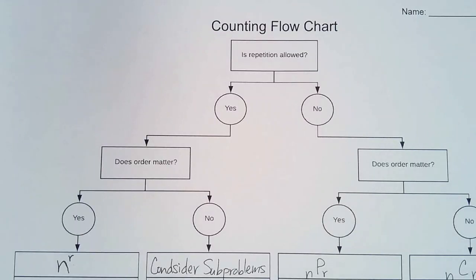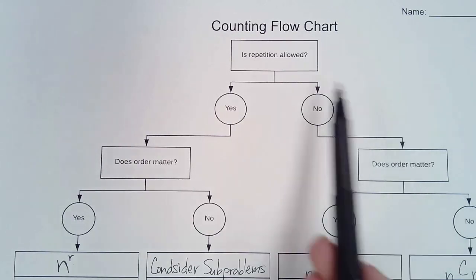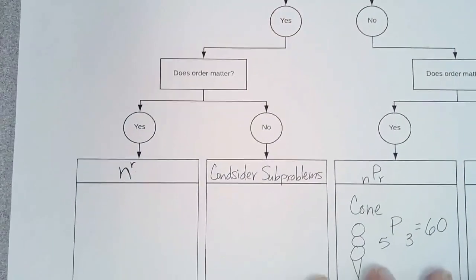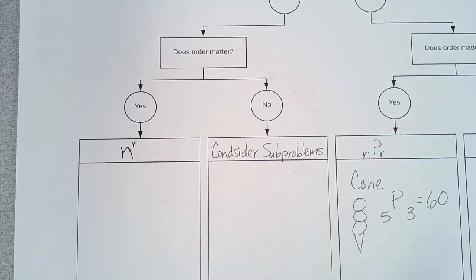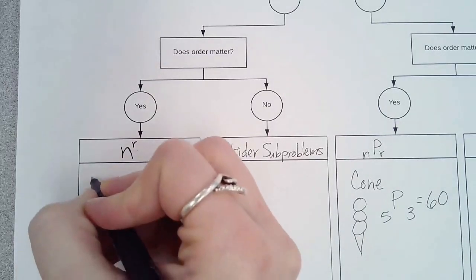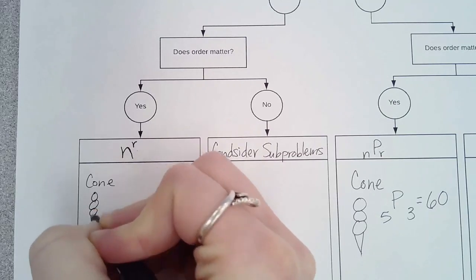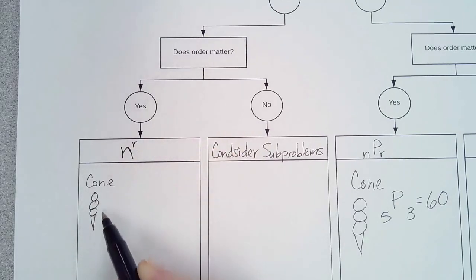All right, let's look now at repetition is allowed. We don't know whether we're going to repeat or not, but we might. And so if we look at that and then look at does order matter, we'll start with order does matter. So again, that is the ice cream cone. We've got a top, we've got a middle, we've got a bottom. We're probably going to eat them in that order. So the order does matter.